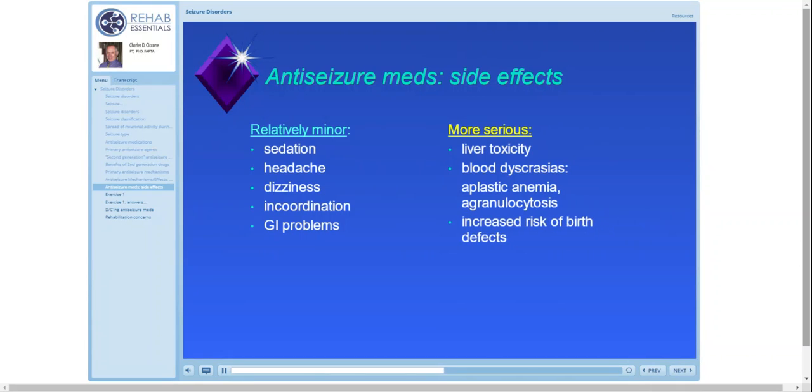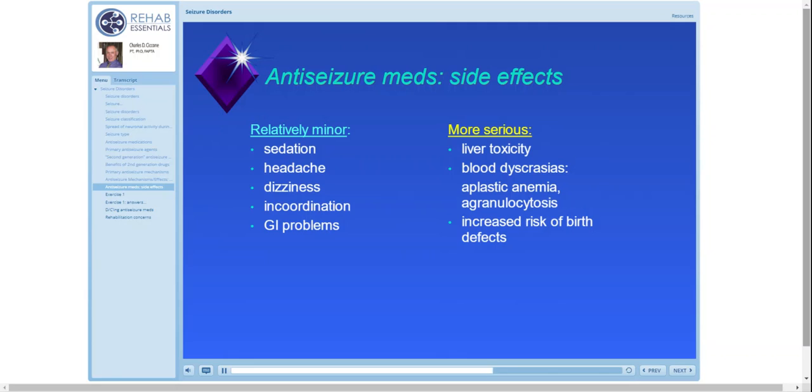And finally, we know that these medications are associated with an increased risk of birth defects. Oftentimes, it's neural tube defects like spina bifida. And the general rule is that anti-seizure medications approximately double the risk of these types of birth defects. So we know this is true.